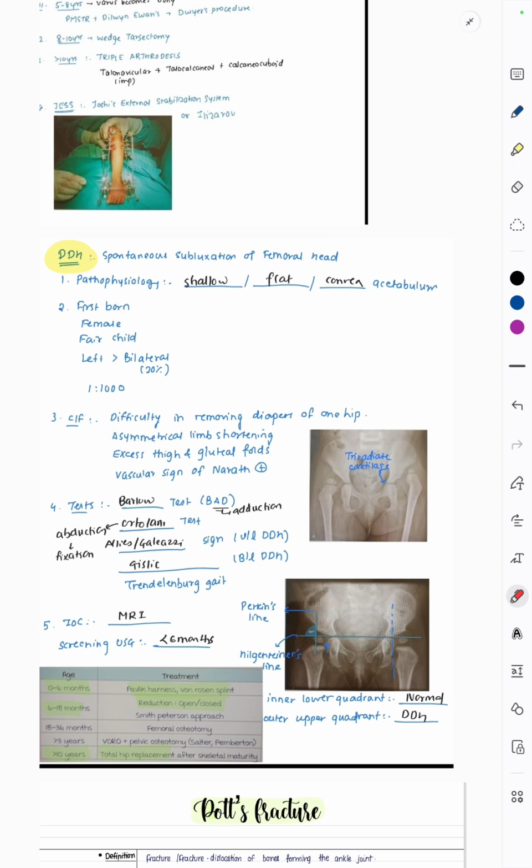Now here are the X-ray radiological features. In the X-ray, there are two lines, called Perkin's line and Hilgenreiner's line. Hilgenreiner's line, H for horizontal, is horizontal in nature, and Perkin's line is vertical in nature. Generally the femoral head lies in the lower inner quadrant. If the femoral head lies in the upper outer quadrant, that is the case of DDH. Third is the management.